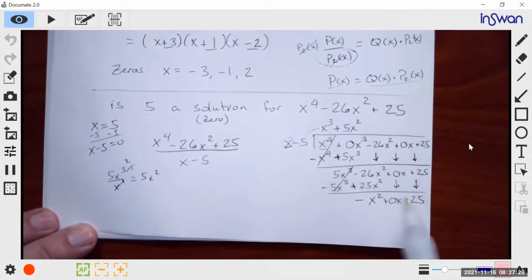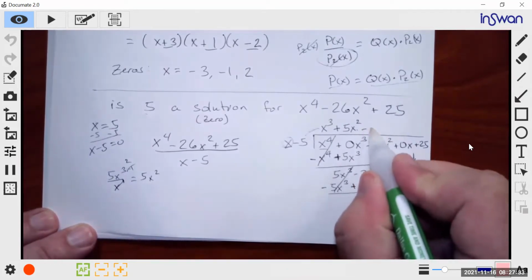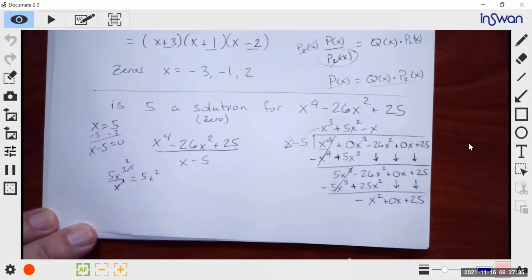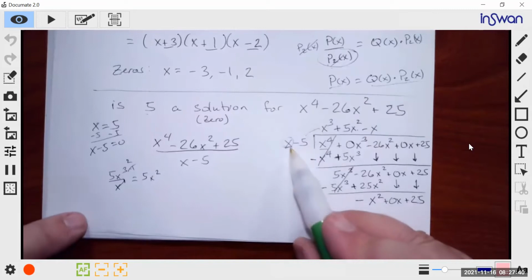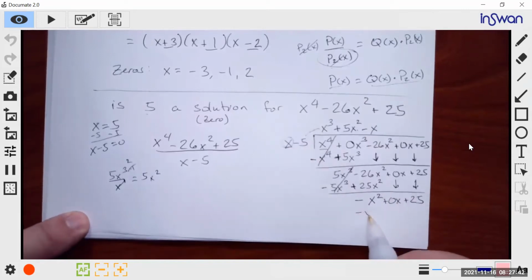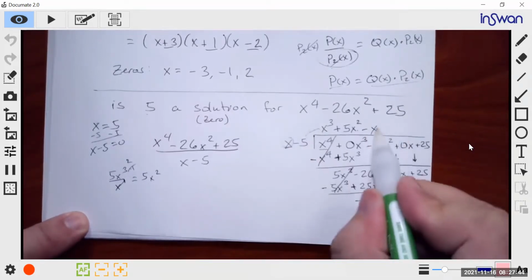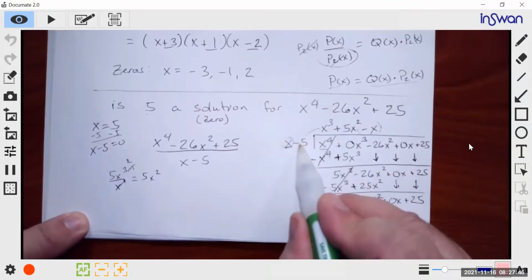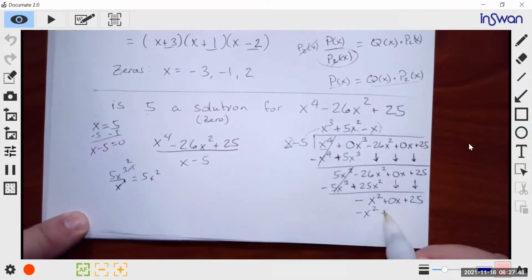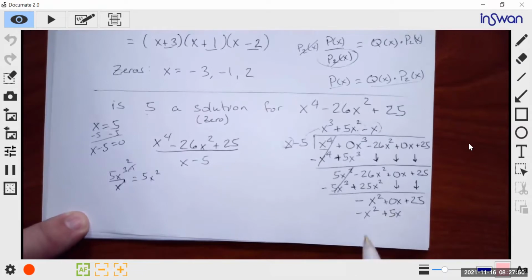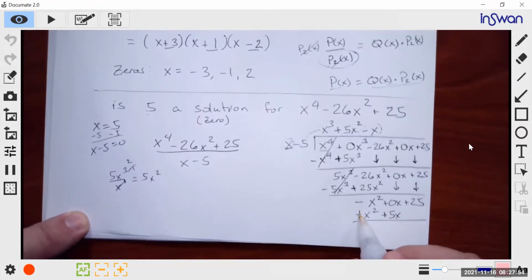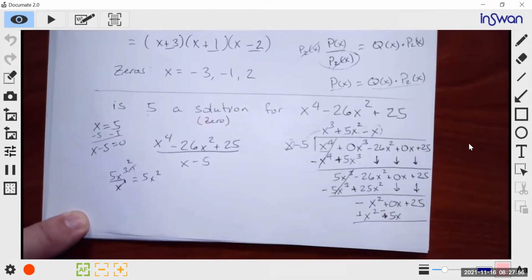What times x gives me negative x squared? Yep, negative x, very good. So negative x times x gives me negative x squared. Negative x times negative 5, negative is a positive, 5x. Change the signs and add.